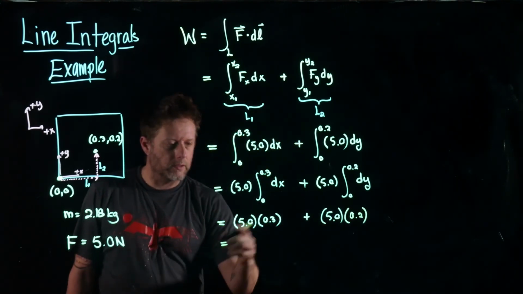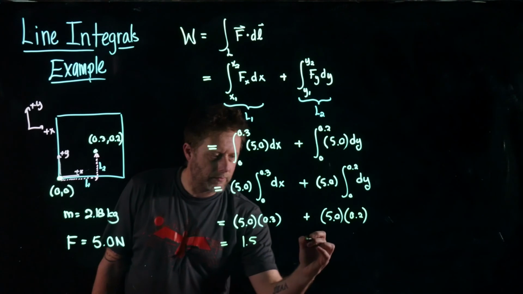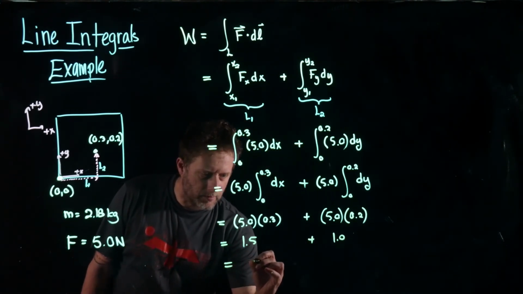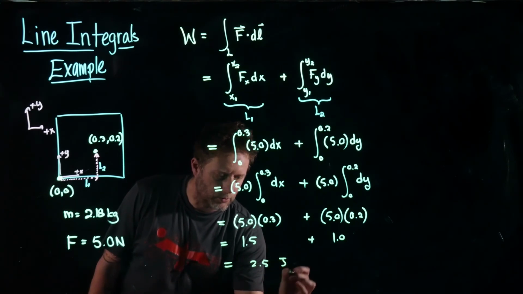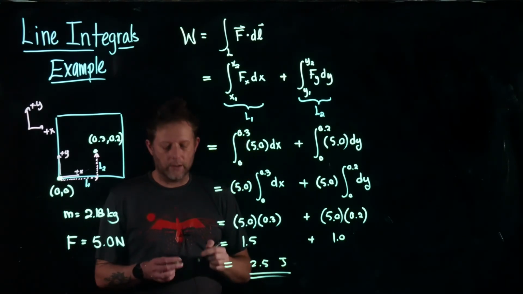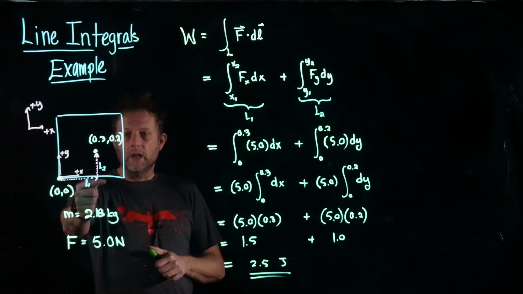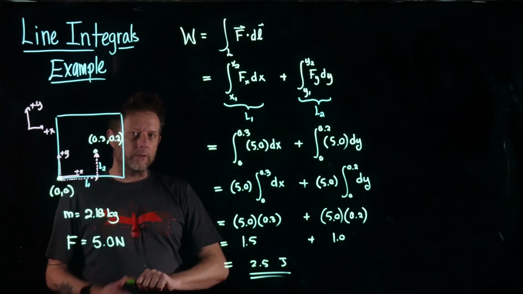And we can then multiply it out. This is 1.5 plus 1.0. So the total work done is going to be 2.5. The units are joules. So the total work done by applying a force of 5 newtons along this path is 2.5 joules.